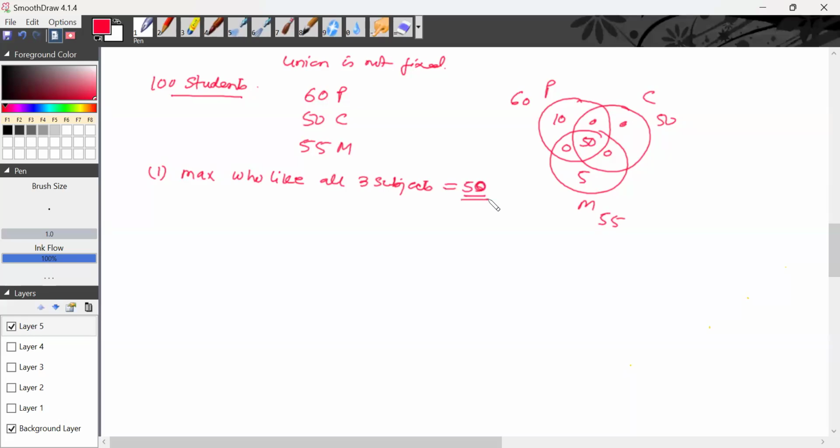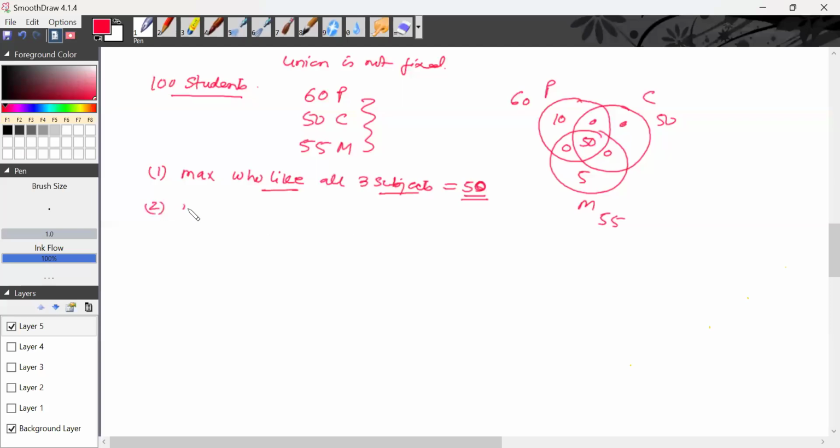Agree everyone, right? And that was our observation also, that the maximum value of all three is the minimum among these three, because that is the number which we can make common. ठीक है भाई, clear है ये, right?